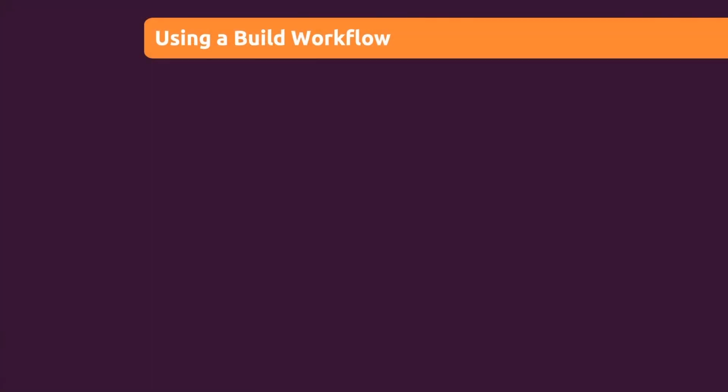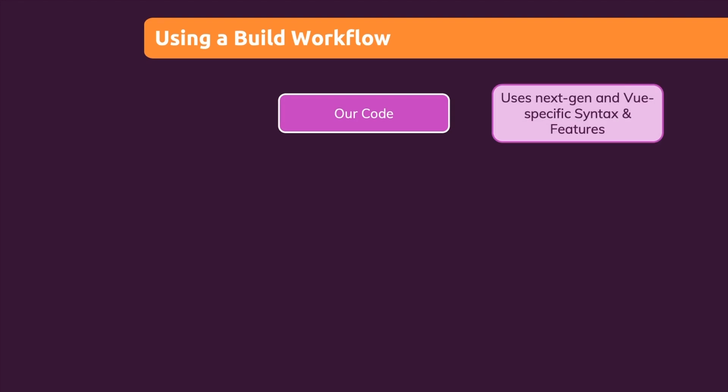In the end, the project which we created with the Vue CLI uses a so-called build workflow. That's a fancy way of saying that the code we write is not the code that runs in the browser. Instead, our code has certain features, for example, next-gen JavaScript features, but also Vue-specific features and syntax like the .vue files, which wouldn't work like that in the browser. If you try to load a .vue file with the structure you just saw in the browser, it simply wouldn't do anything because the browser doesn't know what to do with that code.